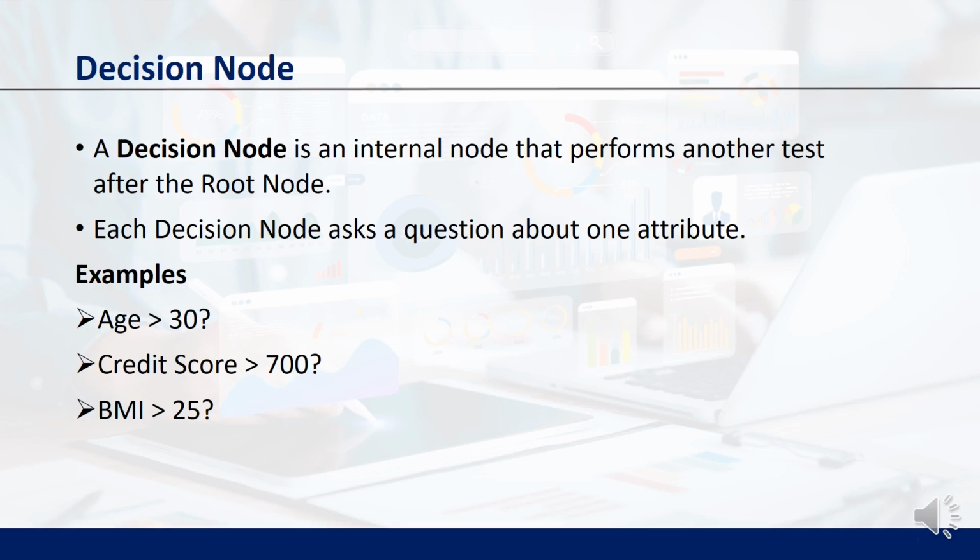After the root node, we have the decision node. A decision node is an internal node where the dataset is further divided based on another condition. In simple words, a decision tree asks another question. For example, age greater than 30, or credit score greater than 700, or BMI greater than 25. Each question divides the records into different groups. Let us consider a loan approval example. The root node might be whether income is greater than 50,000 or not. If the answer is yes, the algorithm may ask another question: is credit score greater than 700? That's the second question in the decision node.